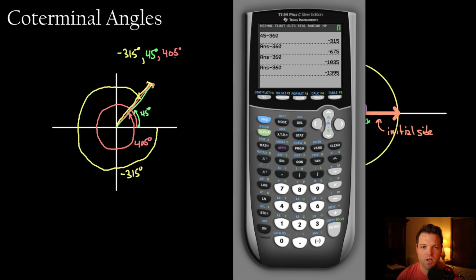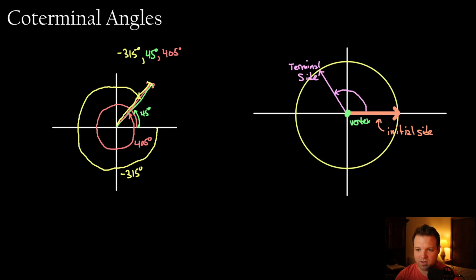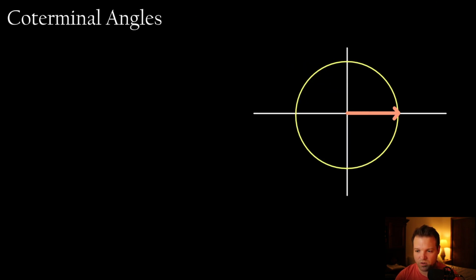So I can keep going around and around and around, and I always end up back where I started once I do one full turn. In degrees, that full turn is 360, whether I'm going positive 360, which is counterclockwise, or negative 360, which is clockwise. Okay? All right, let's do the exact same thing.